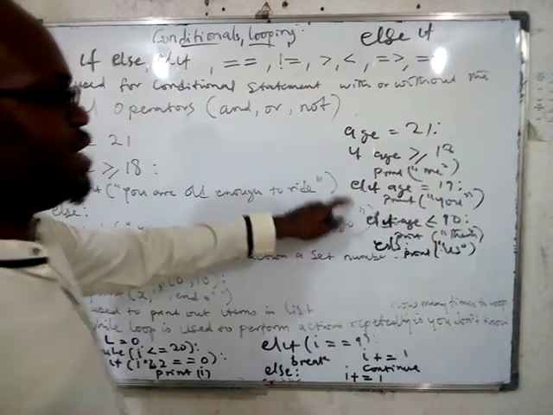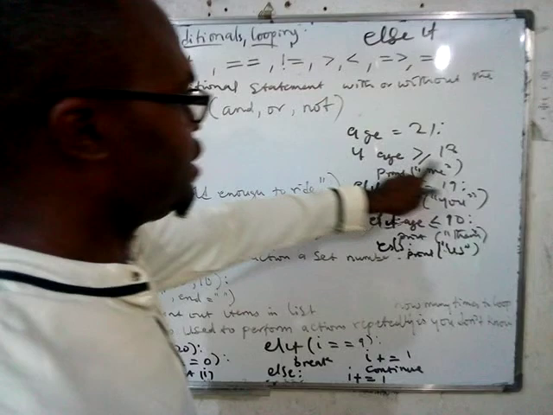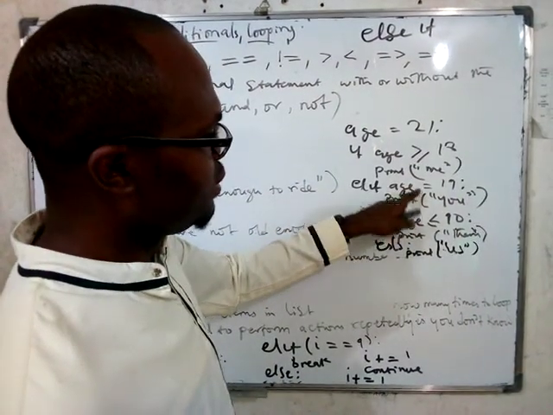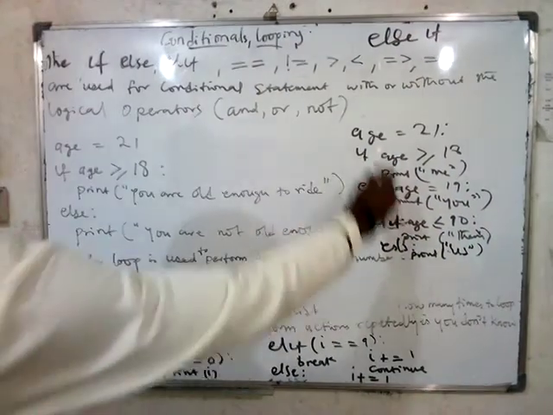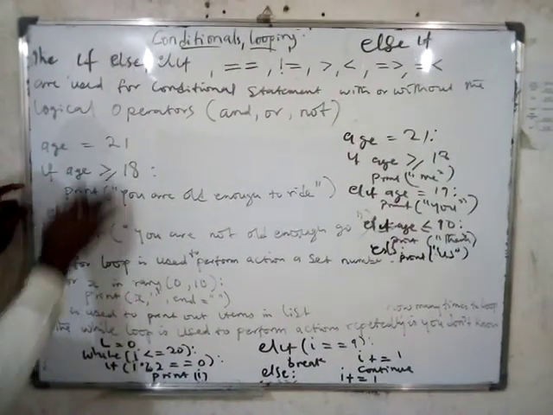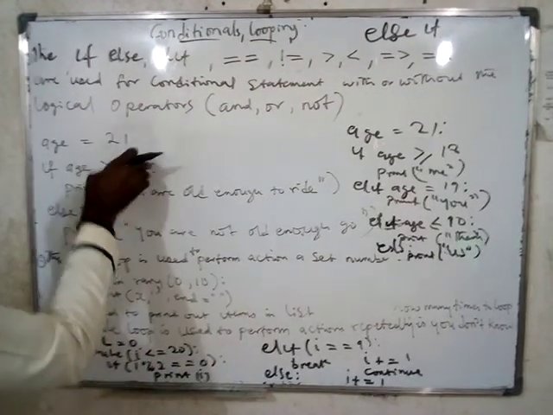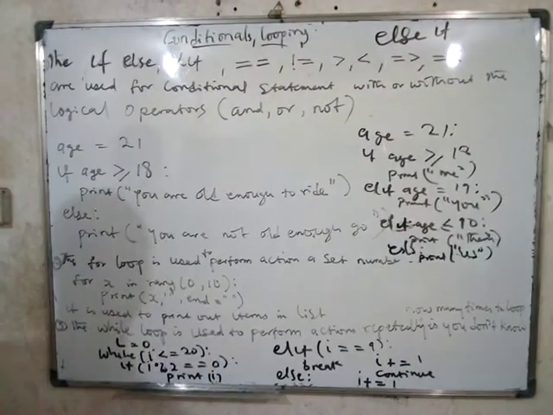So you have elif. If you're checking multiple conditions, that's when you use elif. So you can see the conditions checked here, 1, 2, and 3. That's why you use elif. But here you're checking only one condition, whether age is greater than 18, you use just one if and else. So this is the if statement, this is the else if statement or elif.